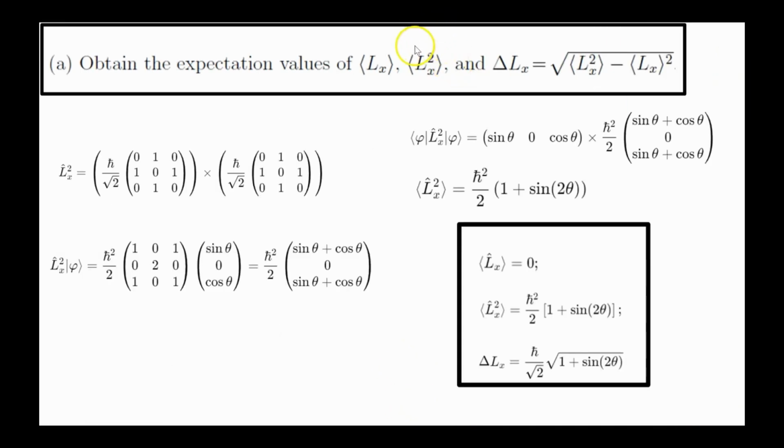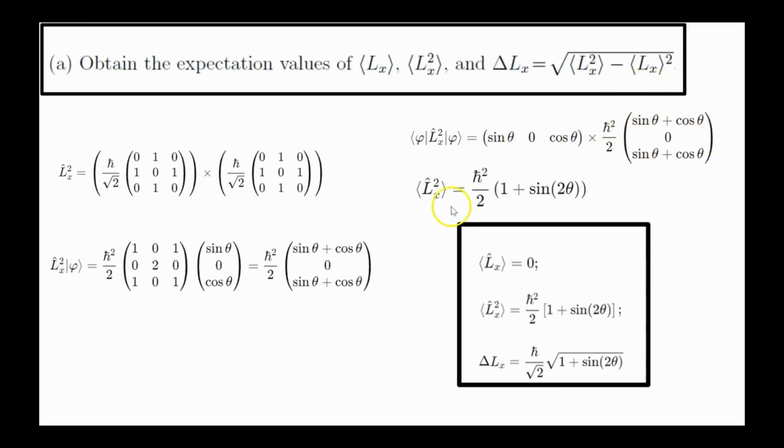Now let's find the average value of Lx squared. To compute the average value of Lx squared, we first need the operator Lx squared. That's the matrix Lx multiplied by Lx. This matrix is Lx squared. Lx squared onto the state vector phi is equal to this new state vector. And then if we want to calculate the average value of Lx squared, or the expectation value of Lx squared, we take the state vector phi and write it as a bra, which means we write it as a row vector. And then we multiply it by this column vector.